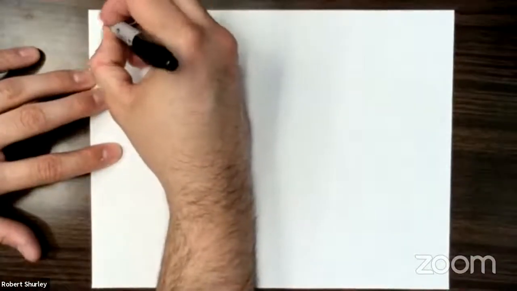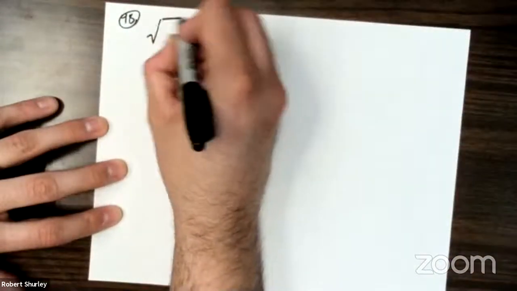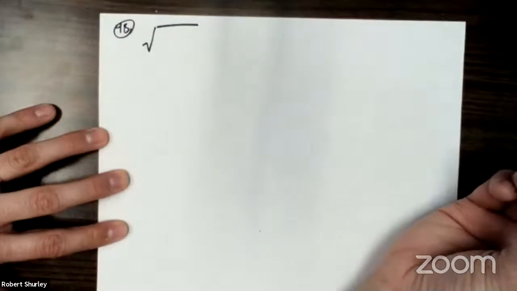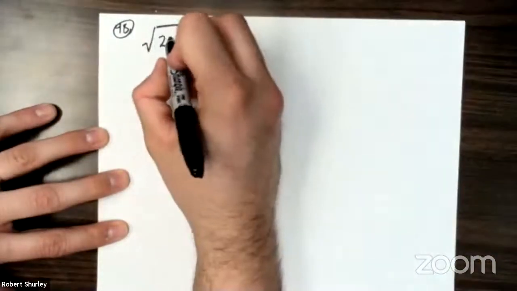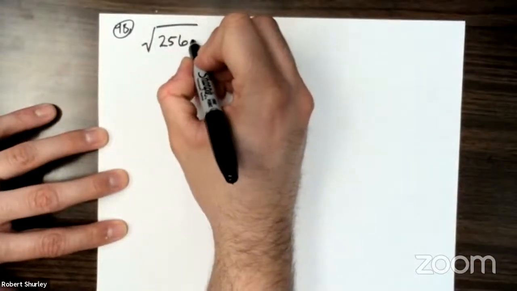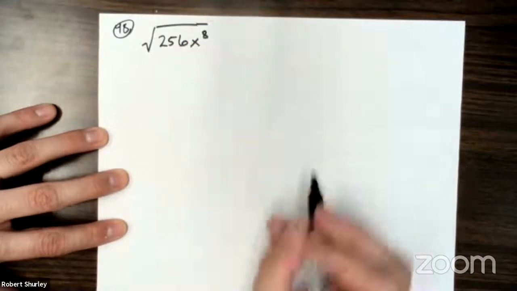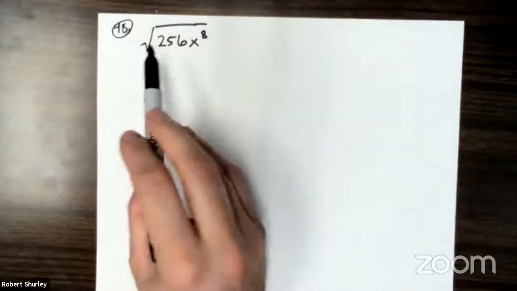Okay, let's look at ones that are a little more complex, but they still wind up giving us nice, even simplifying. So I'm going to steal some from your book. This is number 48 on page 516. It says the square root, remember there's no number written there, so we know it's a square root, of 256x to the 8.